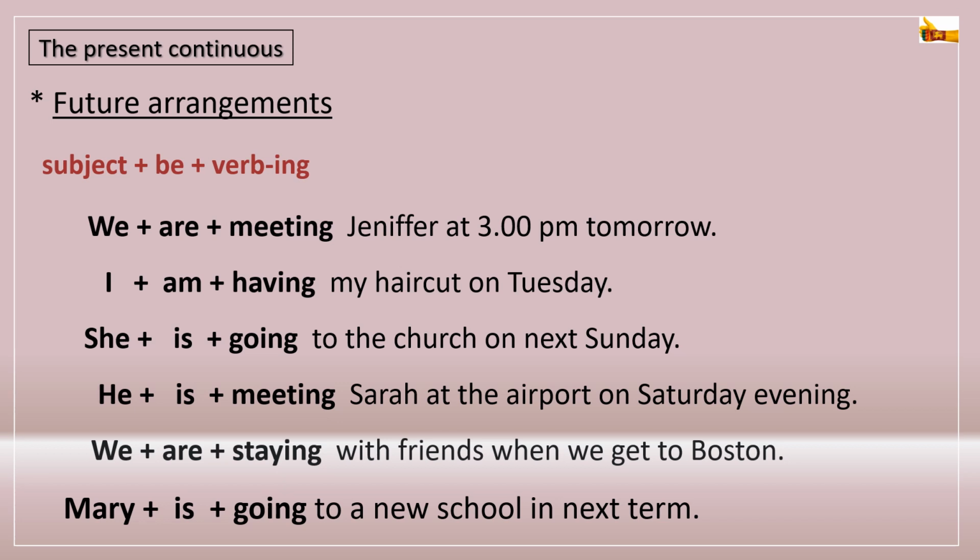Here are some examples. We are meeting Jennifer at 3 p.m. tomorrow. I'm having my hair cut on Tuesday. She is going to the church on next Sunday. He is meeting Sarah at the airport on Saturday evening. We are staying with friends when we get to Boston. Mary is going to a new school in next term.